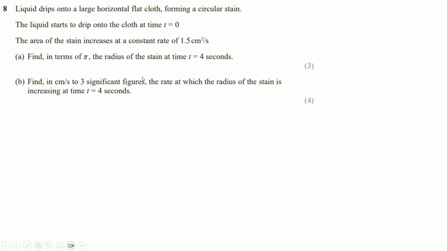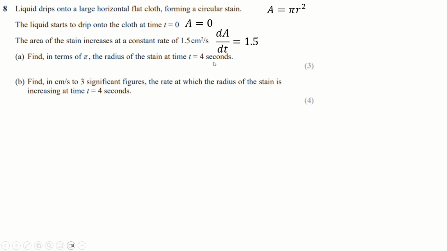Question 8 is a nice question as well. So circular stain, so the area of that is going to be pi r squared. T is 0, A is 0, because the liquid starts at that point, so there's no area to start with. The area of stain increases at a rate, so dA by dt is 1.5. Find in terms of pi the radius at t is 4.